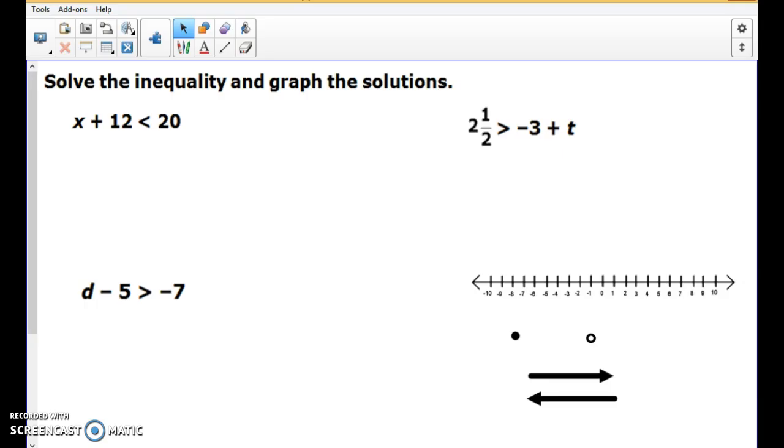Graphing inequalities, doing multiplication, addition, subtraction, and division. So you could get all four in these kinds of problems. We already kind of did this with addition and subtraction the other day, so we're just going to review quickly.